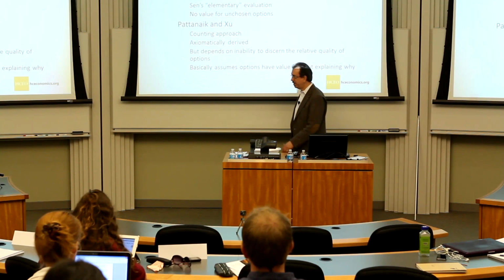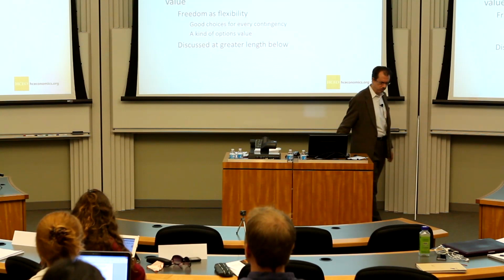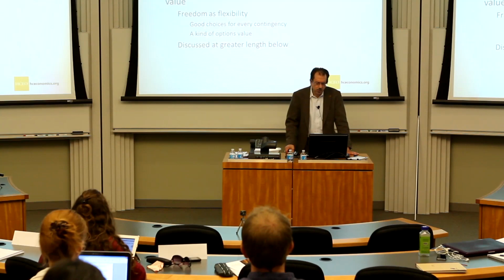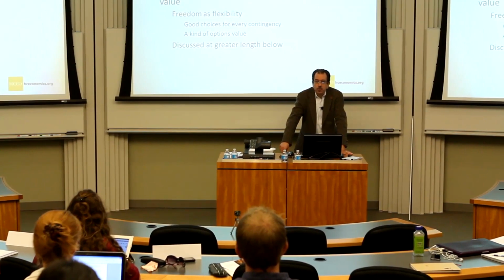So there's a literature on this, but it's not very well known. Sen had several papers on it, the Arrow lectures and so on. Arrow wrote a paper on it. I had something a while back, and then it finally came out in another location. The whole question is how to give value to the unchosen options, to the ones that were not chosen. Where does the value come from? And the value in this approach comes from the notion of freedom as flexibility.